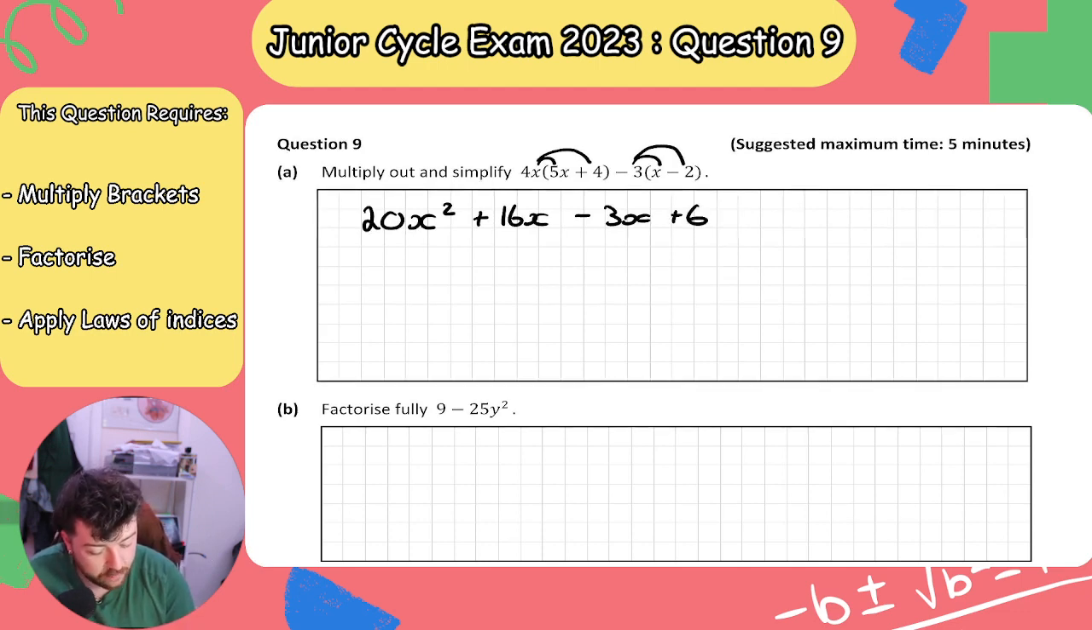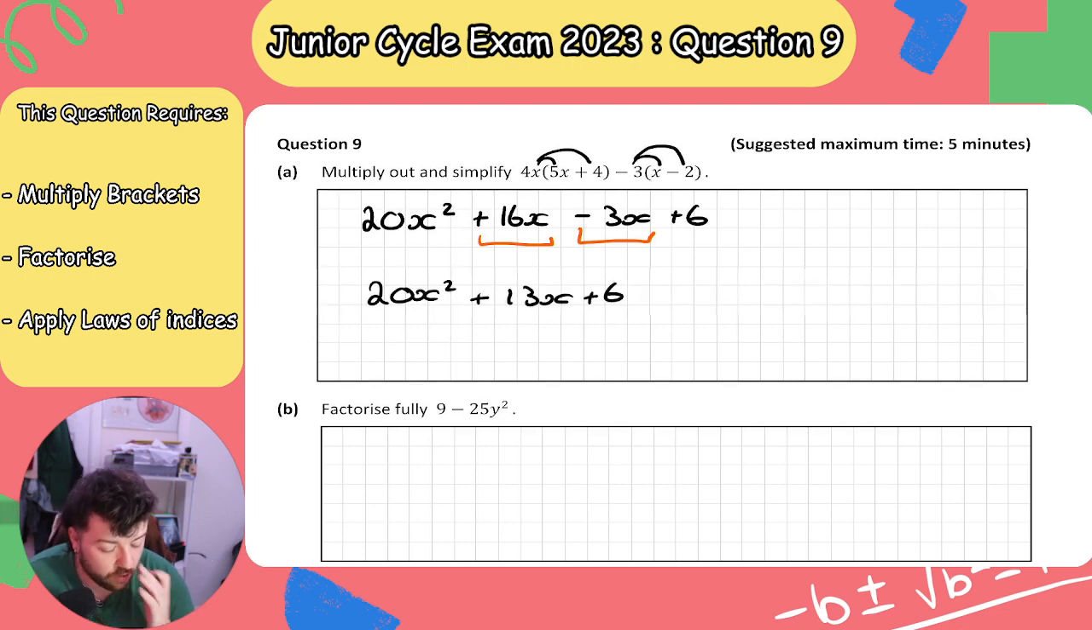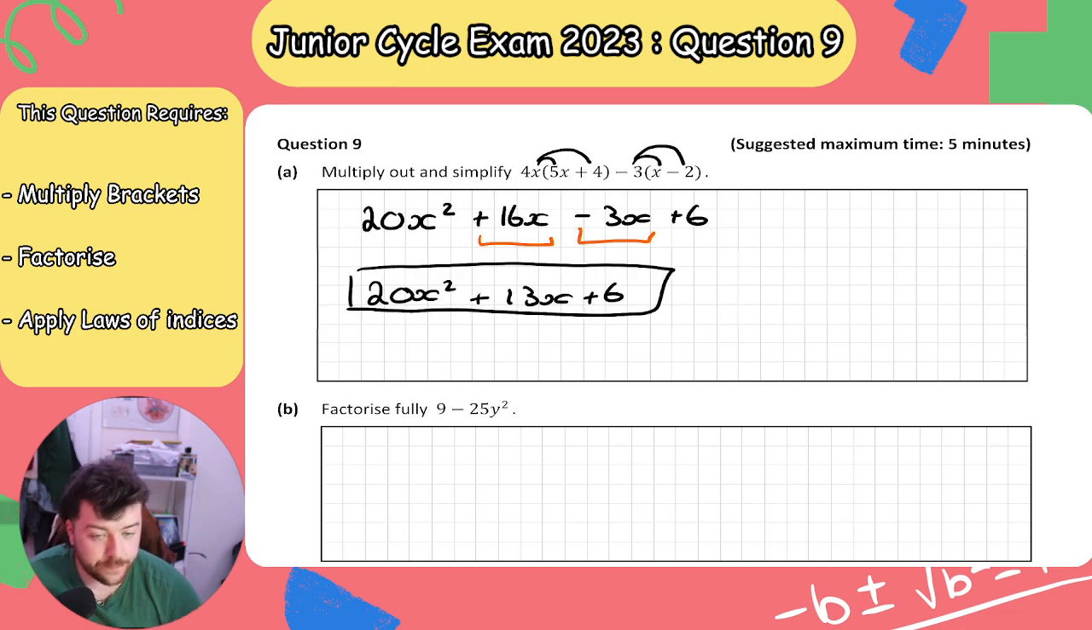Now I'm just going to gather my like terms. I have no other x squared terms, so I'm going to leave my answer here as 20x squared. I have two x terms here, 16x minus 3x. That is going to give me 13x, and then finally we have no other constant terms, so I'm just going to have a 6 on its own, and that's the answer for part 1.